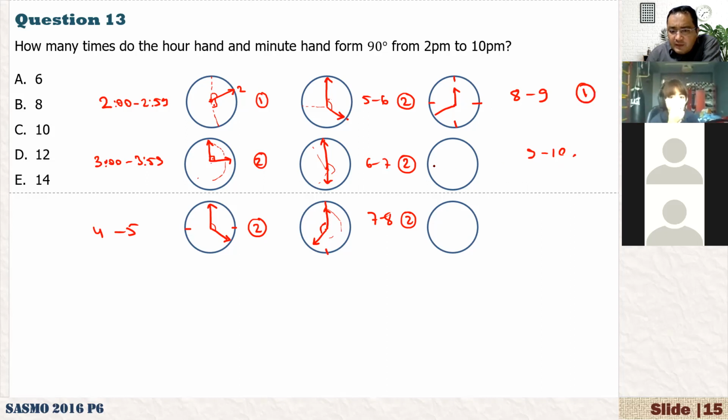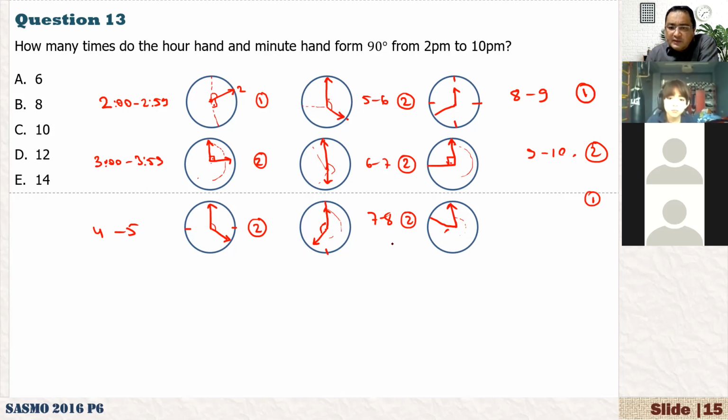From 9 to 10, for example, now it is 9 o'clock, right? It is 9 o'clock, the first 90 degrees, and it is just moving, right? One more time, so it is 2 times. And how about from 10 to 11? This one is 10, and this one 10 to 11. It's just moving, right? Actually, how many times? Only one time. So here we have one time.